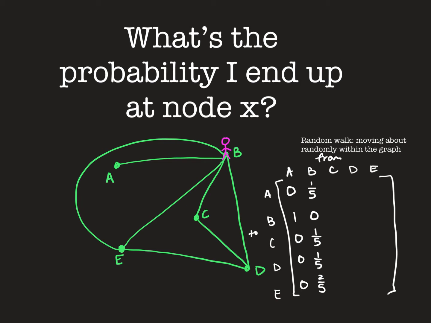From C, I've only got 2 options, so I could go to B, so half of my choices will lead me to B, half of them will lead me to D, and I can fill in zeros. From D, I have 3 options. One of them is to B, one of them is to C, and one of them is to E, so I have thirds there. And from E, I also have 3 options, but 2 of those 3 options lead me to B, none to A, one of them to D, and none back to E.